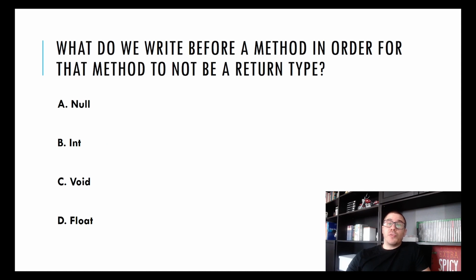Next one. What do we write before a method in order for that method to not be a return type? Null, int, void, or float? A couple of seconds again. And if you have chosen void, then you are correct. Before a method, if we want that method to not be a return, we will write void. If you got both questions, good job. If not, revisit the course.